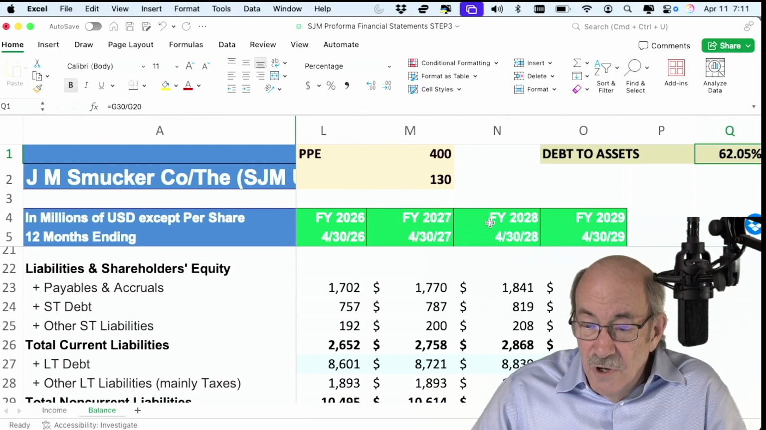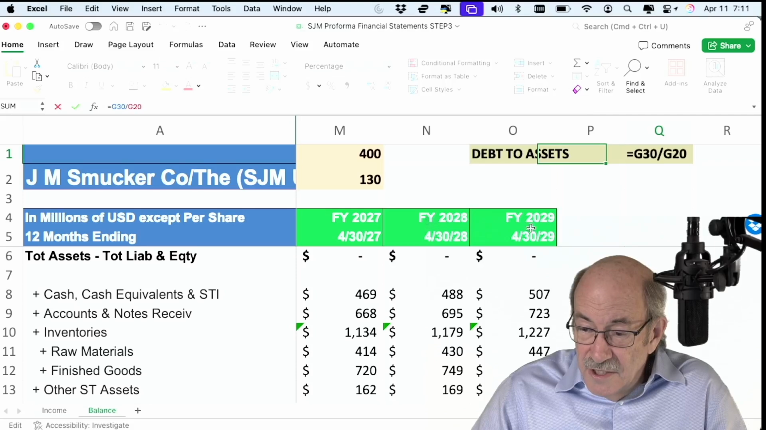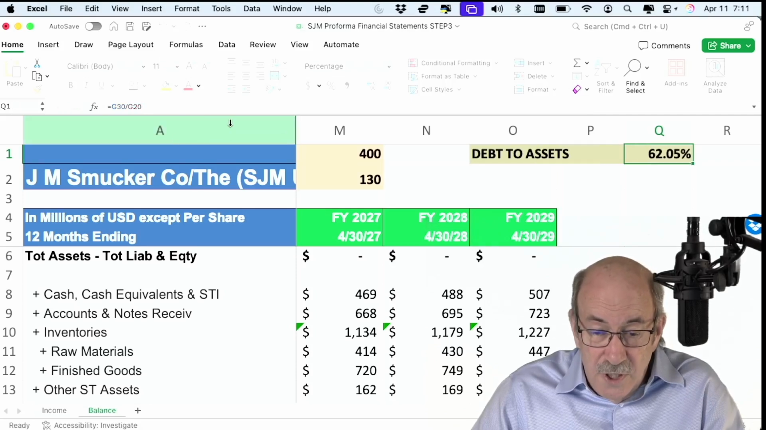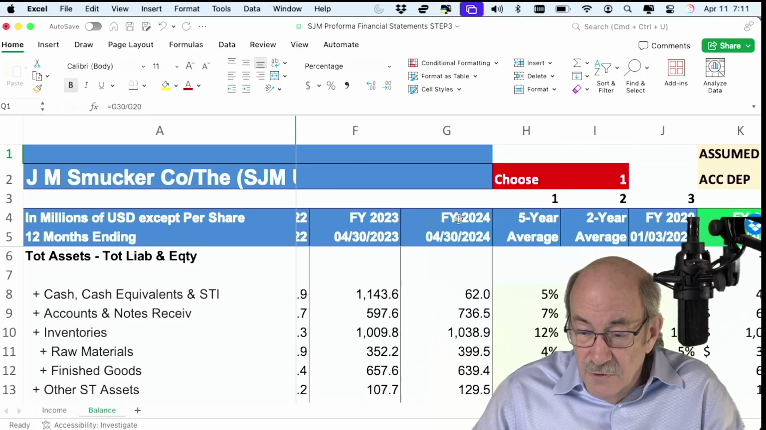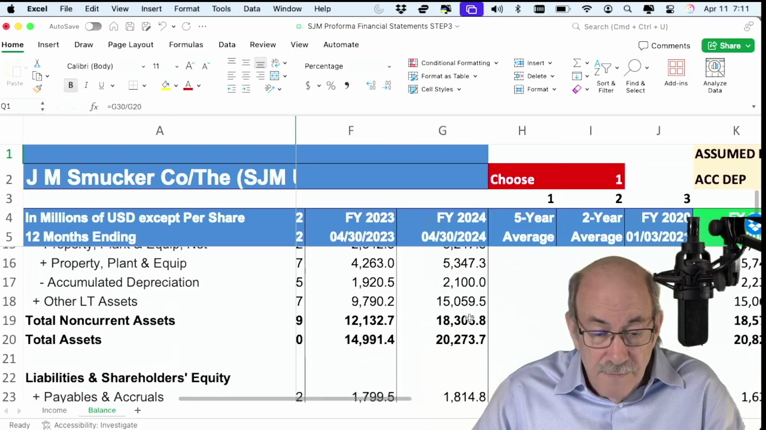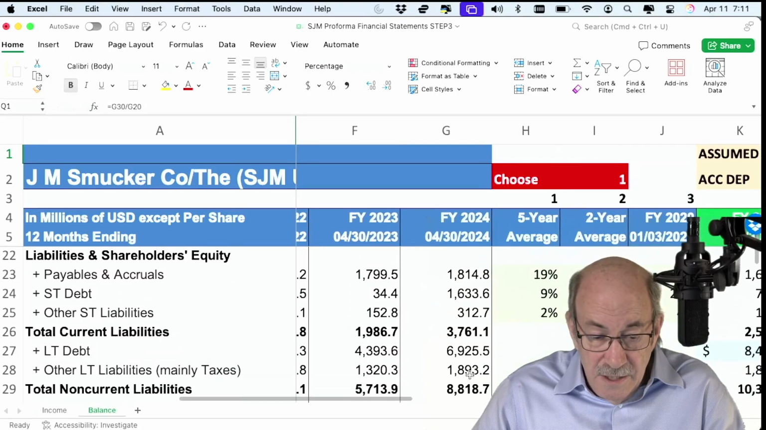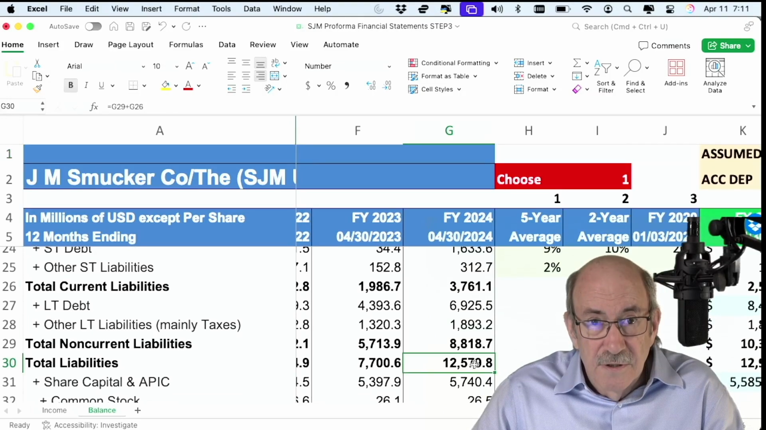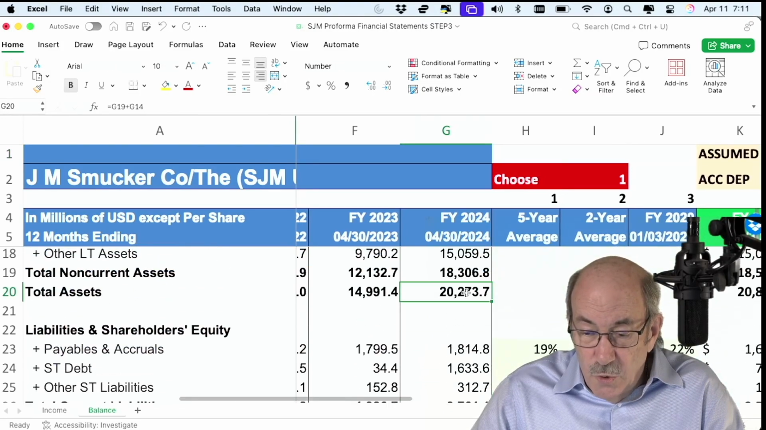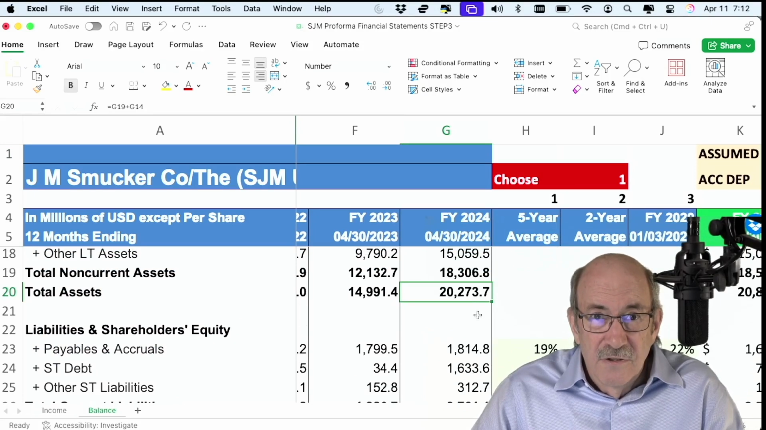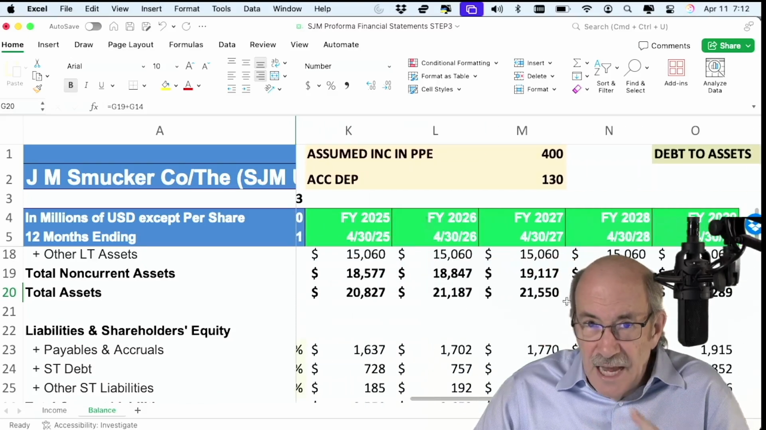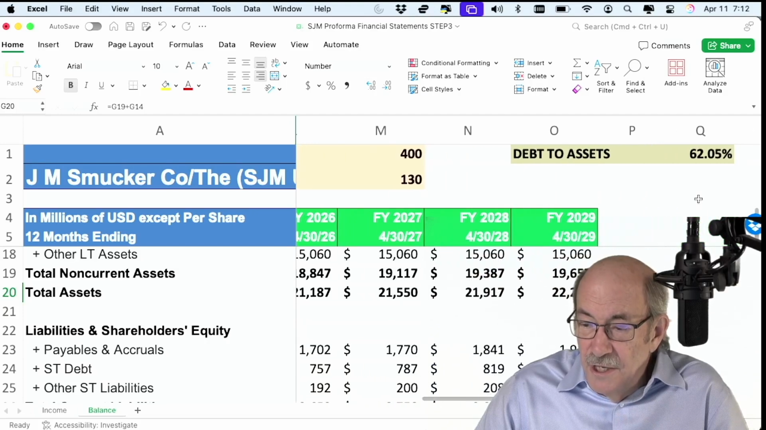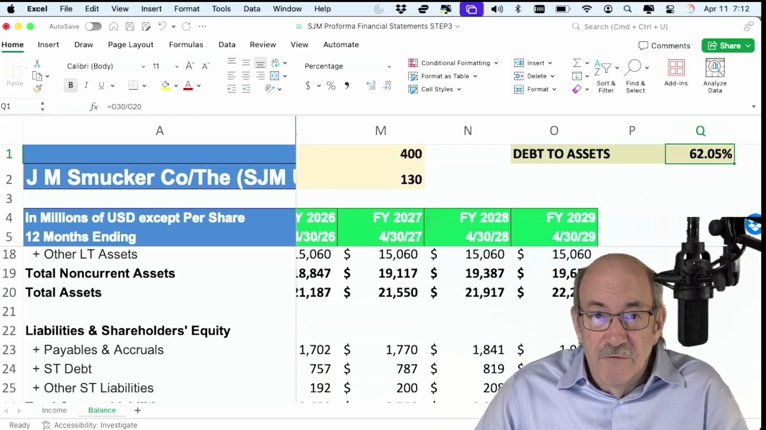What I have done in this particular case up here in this cell, where I call it debt to assets, is I've calculated, I believe, the current debt to assets, G30 over G20. Let me go over here and find G. Yeah, this is fiscal year 2024. So G30 is my total liabilities divided by G20, which is my total assets. So that's total debt or total liabilities over total assets. And in the last reported year, that turned out to be 62.05%.